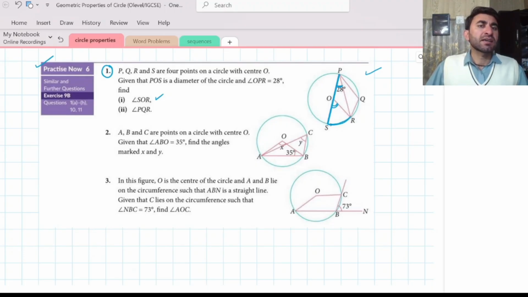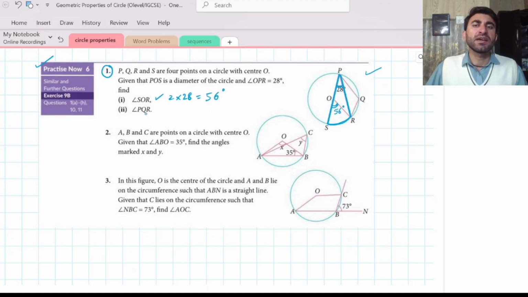The same arc SR is also subtending an angle at the circumference, which is 28 degrees. So the angle at the center must be 2 times the angle at the circumference. So it becomes 56 degrees. So 56 degrees is the angle over here.